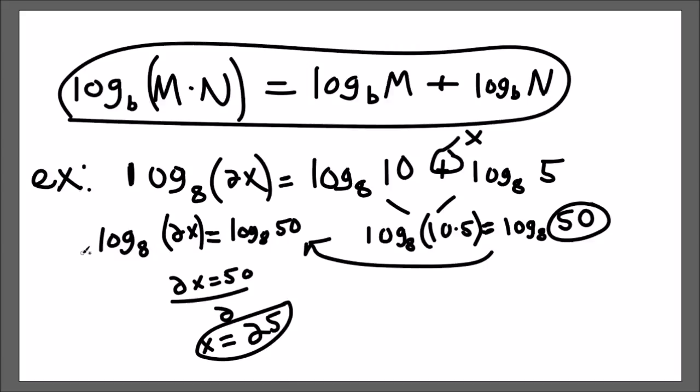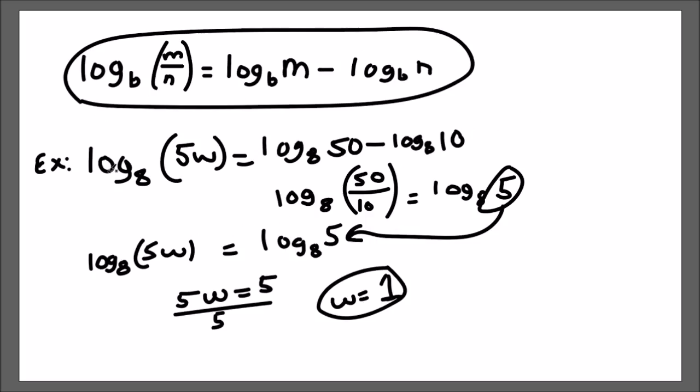The first property is when you add two logs, you are turning that plus sign into a multiplication sign. So when you turn this addition sign into a multiplication sign, that's 10 times 5, and we're solving for x here. So 10 times 5 equals 50. Put that back into your equation. So 2x equals 50. Get x by itself, divide by 2, x equals 25.